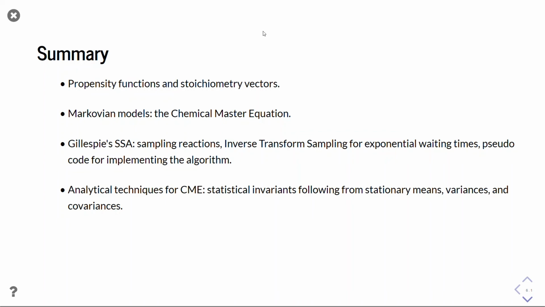Then we looked at analytical techniques for studying the chemical master equation. This mainly focused on statistical invariants that follow from stationary means, variances, and covariances. Then we ended with an example where we used these statistical invariants to quantify noise in constitutive gene expression.